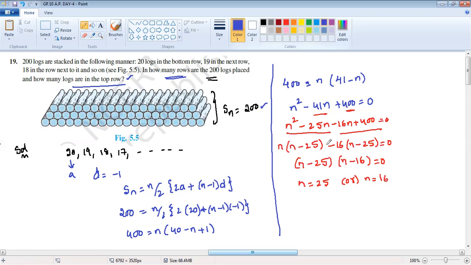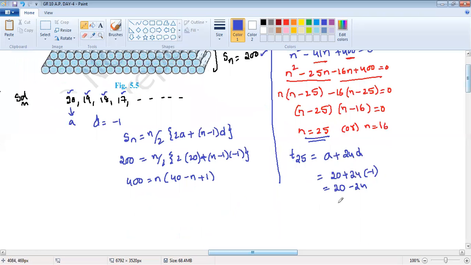In this, only one value or two values might be possible. So let us anyhow check it out. n value 25 means 25th row. Because this is first row, second row, third row, fourth row. Like the 25th row, the formula is a plus 24d. a is 20 and 24 into minus 1, so which is 20 minus 24, which is minus 4.